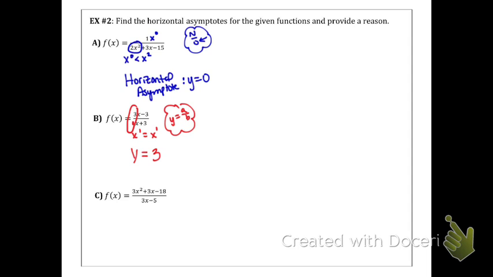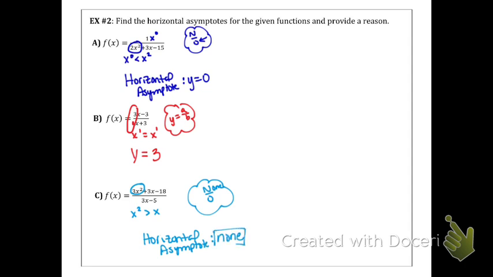And then our last one there, we can see that the x squared is larger than the x on bottom, so because x squared is greater than x, I use the no, since the largest is on top, I know that n stands for none, so my horizontal asymptote is none. Yep, shouldn't box that. I didn't put a horizontal asymptote on this one either.